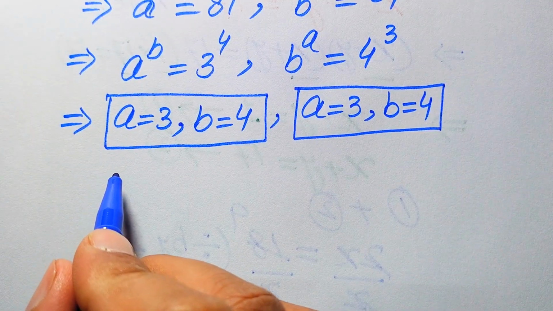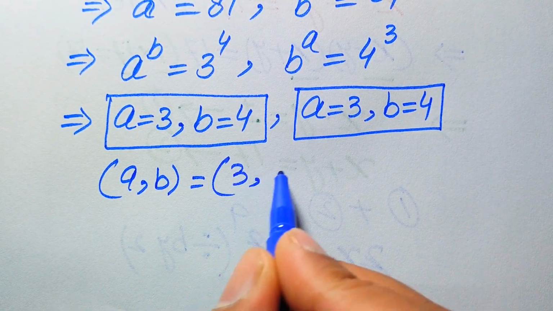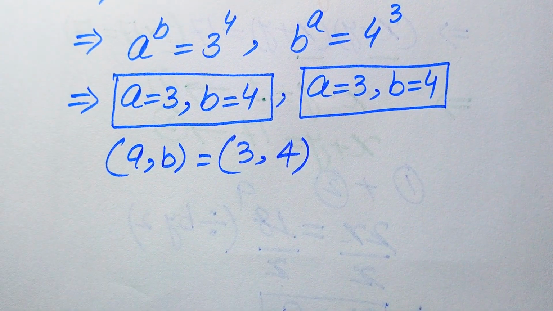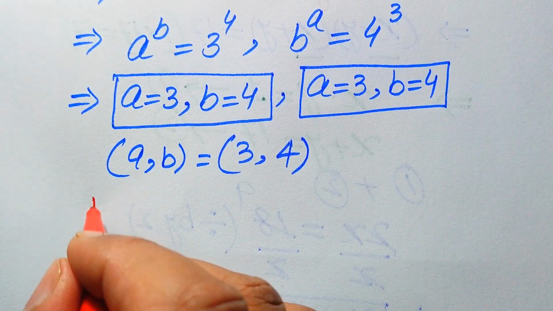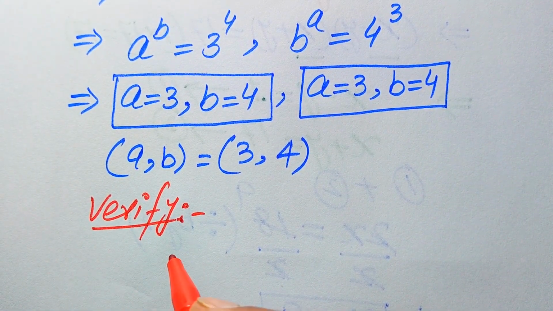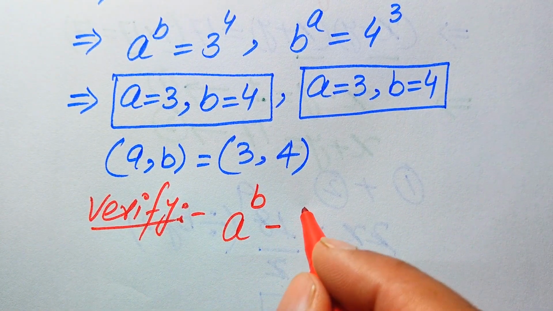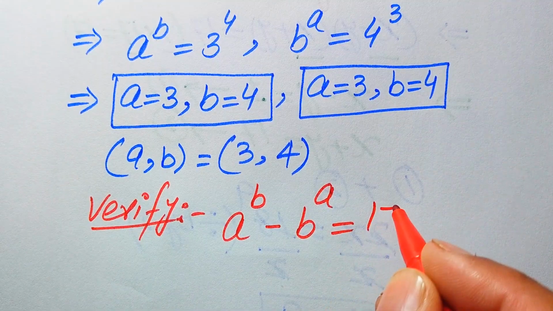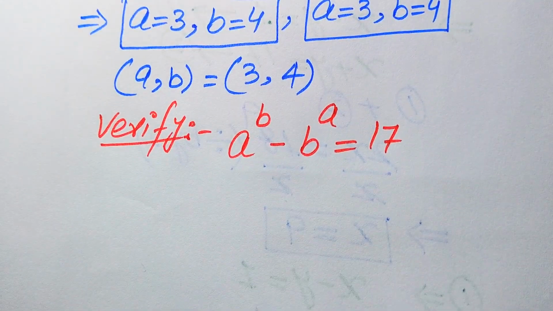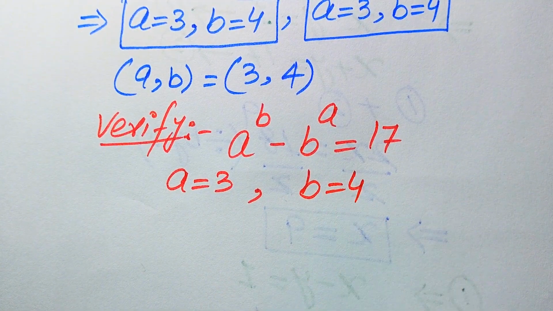So here we get only one root of the given equation, and that is a, b equal to 3 and 4. Now in the next step, we need to verify whether these values of a and b satisfy our given question statement or not. For verification, we need to copy down the given question statement. Here it is a to the power of b minus b to the power of a is equal to 17. Here we substitute a equal to 3 and b equal to 4 into the left hand side, and we check its behavior.